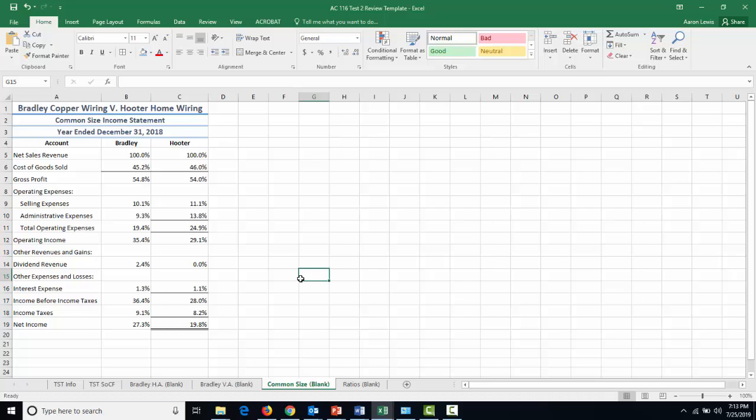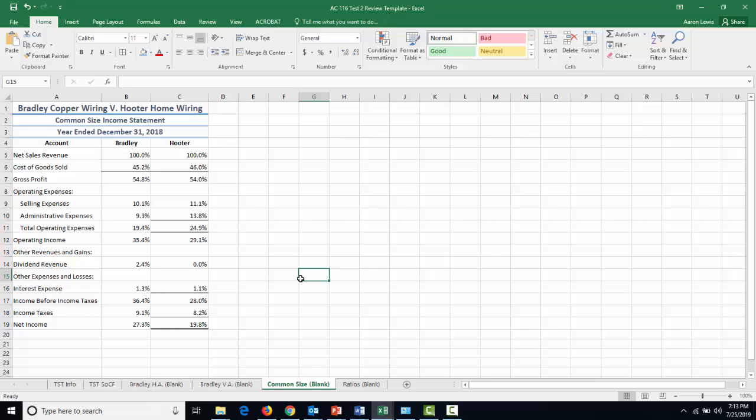What's going to happen here? Well, cost of goods sold for our chief competitor is 46%. Ours is 45.2%. It's almost exactly the same, or in fact a little bit better. For operating expenses, our selling expenses are lower, our administrative expenses are lower, and therefore our total operating expenses are lower. And it also means that our operating income is higher. We have a little bit of dividend revenue. They don't have any. Our interest expense is about the same. Our taxes are slightly higher. That is probably because we're more profitable.